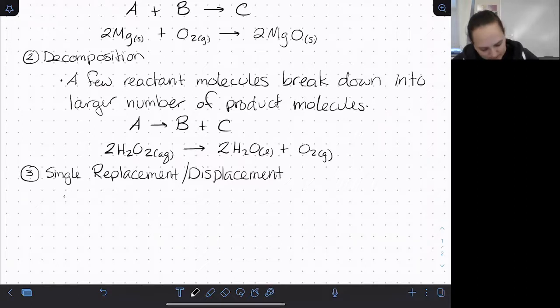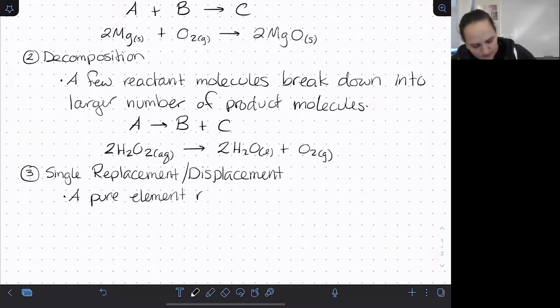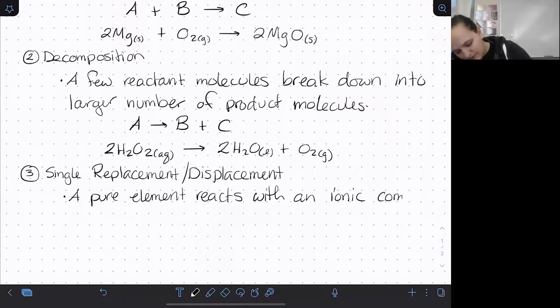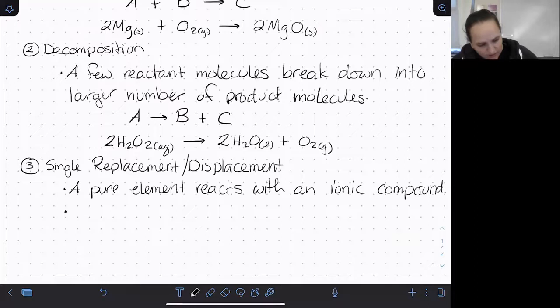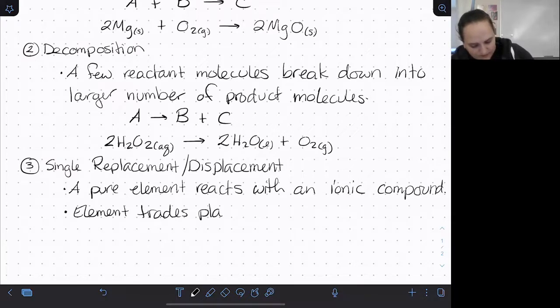This is when a pure element reacts with an ionic compound. Here we are specifying what types of reactants we need to have: one thing that is an element, and one thing that is an ionic compound, reacting together. And what is going to happen is that the element trades places with one of the ions.